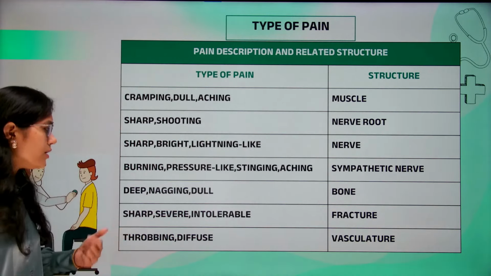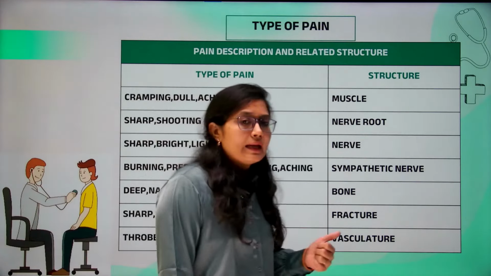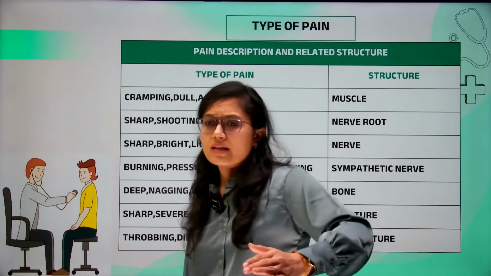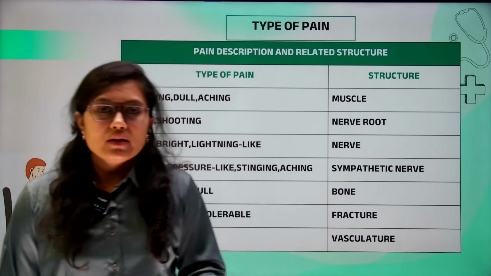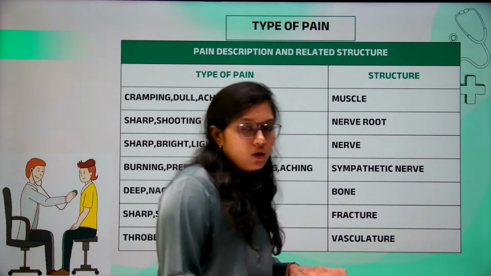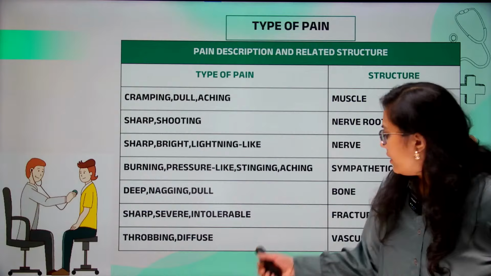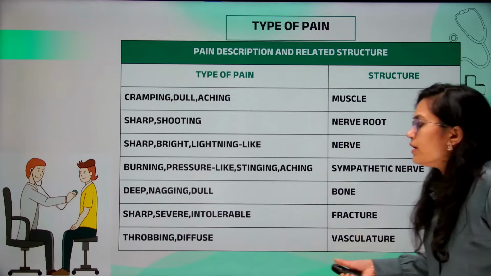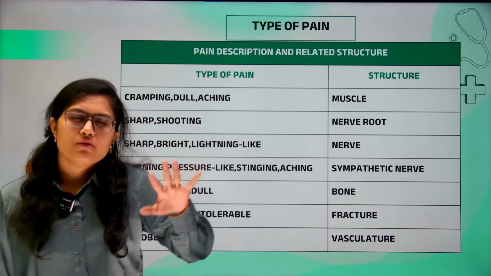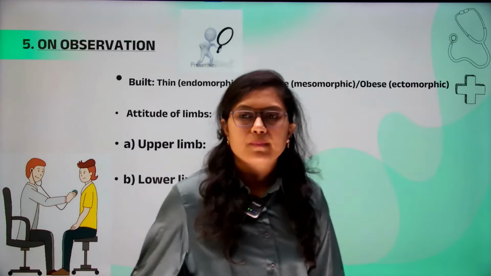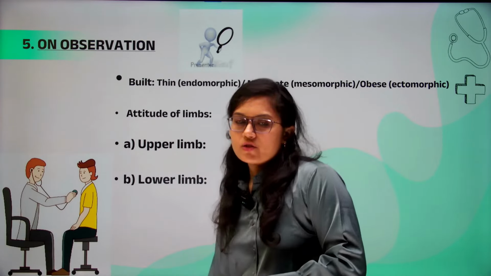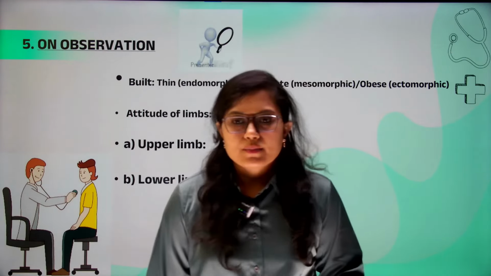If bone is involved, there is a very deep nagging and dull kind of pain. In cases of fracture, when the fracture has occurred, that is a tremendous pain, very sharp, severe and intolerable pain would be present. And if it is vascular, there are chances it will be throbbing kind of pain, and diffuse pain would be present. So these are the things which we need to take in a pain assessment.